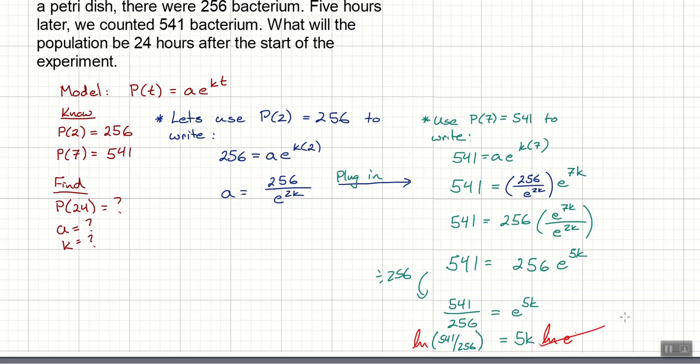If you want to solve for k now, one last step. You are going to divide. On your calculators, go ahead and get me that value. It's ugly. I'm just going to put it right here. k is equal to, and we're going to go to 4 decimals. Natural log of 541 over 256 divided by 5. Make sure you close your right set of parentheses. 0.149.